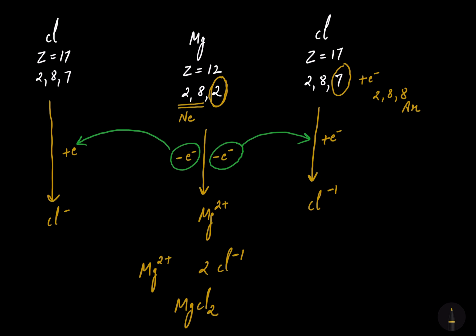I hope you got the point. If magnesium has lost 2 electrons but chlorine is gaining only 1 electron, then we have to take 2 chlorine atoms to gain the 2 electrons lost by magnesium. So it comes out to be MgCl2.